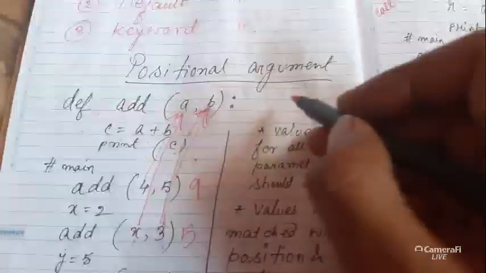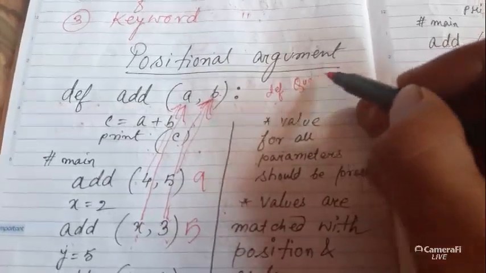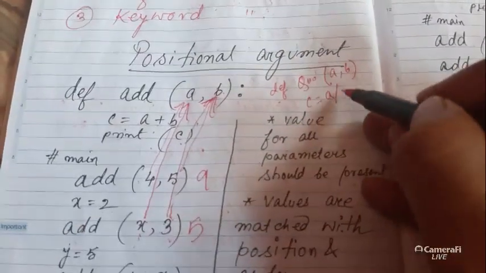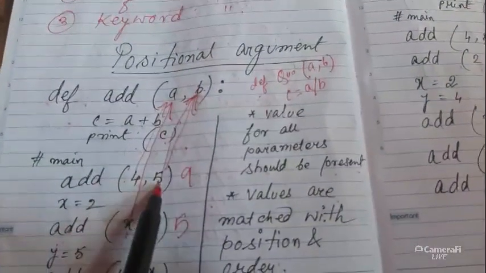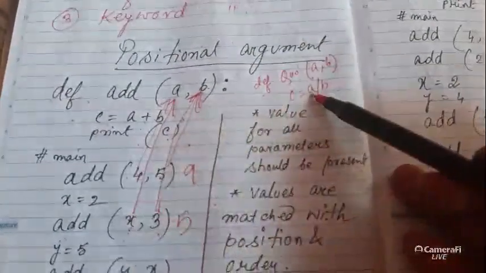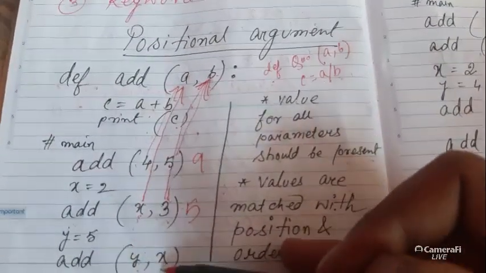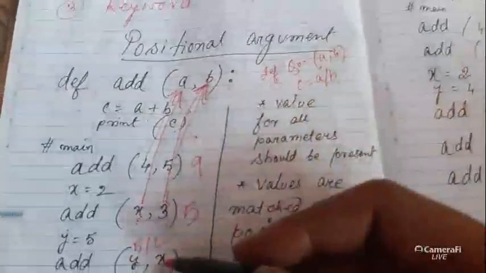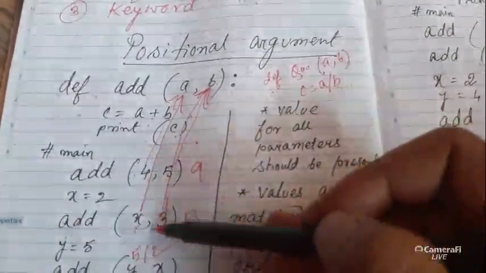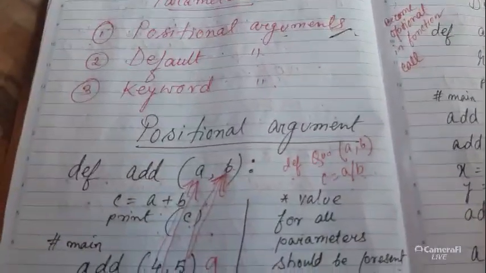In place of addition, if we take another example, you can understand better. For example, def quotient, in brackets a comma b, and then you write c equals a by b. Now if you send 4 comma 5, what will happen? 4 divided by 5. If you send x comma 3, 2 divided by 3. But if you send y comma x, 5 divided by 2. This is the meaning of positional argument. As you send, it will be received like that only and it will be used. So this is the first one, positional argument.